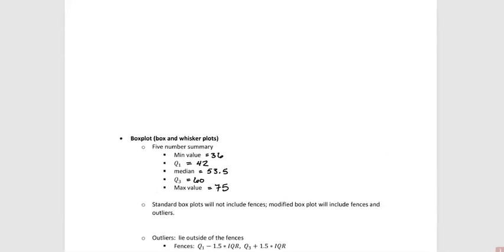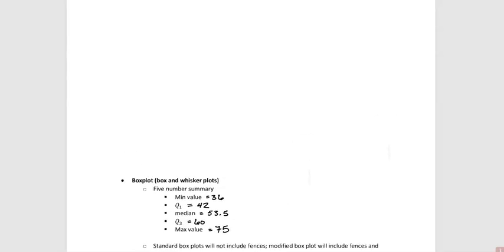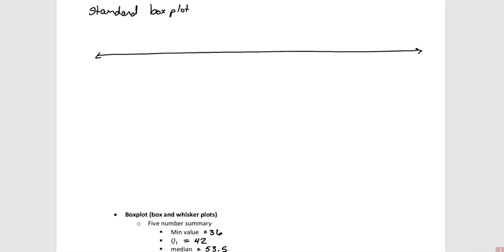So let's take this information and let's draw a standard box plot. So this would be our standard. So I'm going to start with some kind of scale along the bottom. My smallest number is 36, so maybe I'll just start at 30, 40, 50, 60, 70, 80.